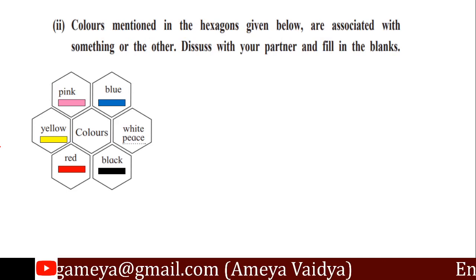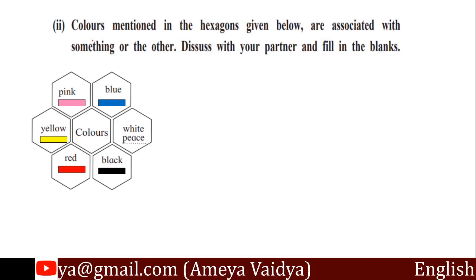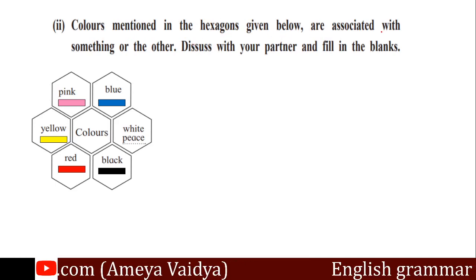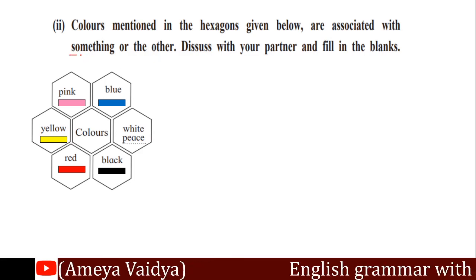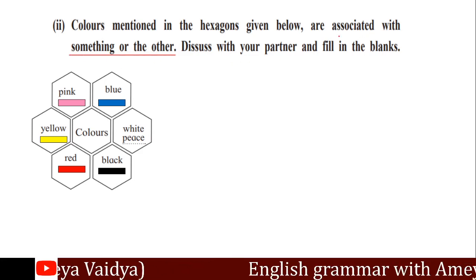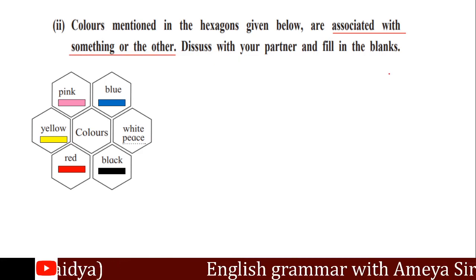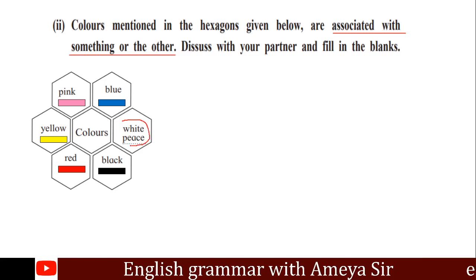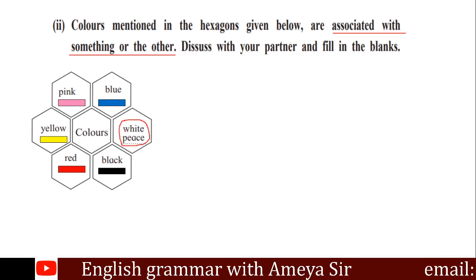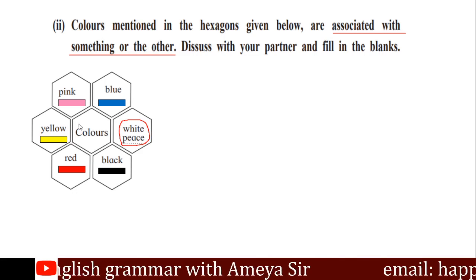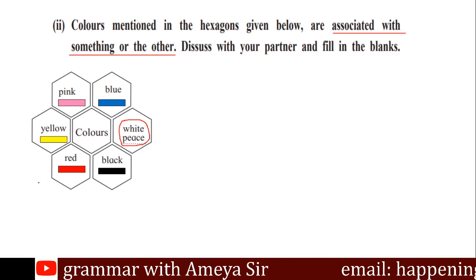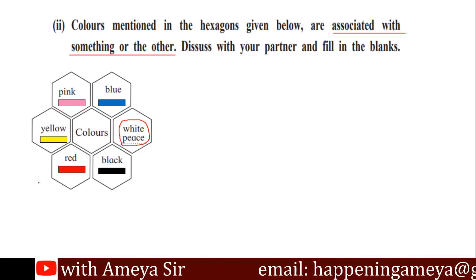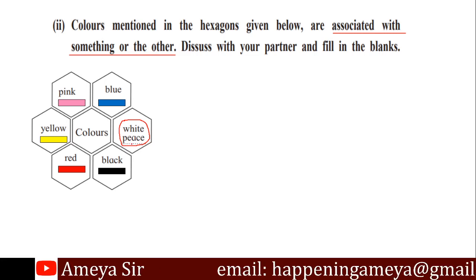Okay, this is another question from your textbook. Colors mentioned in the hexagon given below are associated with something or the other. We are talking about emotions here. Something or the other is emotions associated with it. Discuss with your partner and fill in the blanks. And they have done one for you guys. Watch this. So they have suggested that white, the color white, stands for peace. By the way, the color white also stands for surrendering. During a war, just to signify that you give up, you have the white flag. So white suggests peace. They have done that.